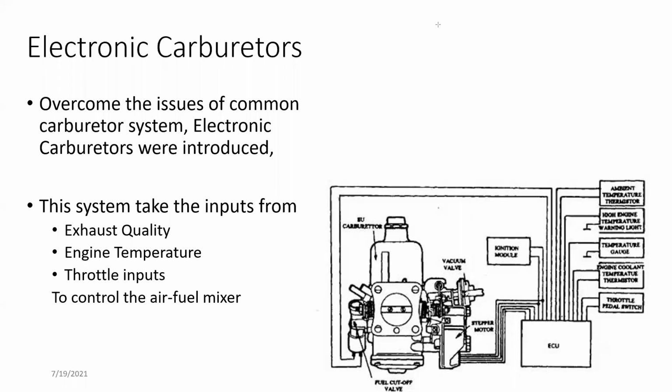Very simple, right? What they do is they take inputs from different parameters of the engine. So for example, it takes engine temperature, coolant temperature, throttle input, exhaust quality. Basically you need all of these three. Then based on that they control the air fuel mixture. The air fuel mixture is basically controlled by how much vacuum is generated inside the carburetor.